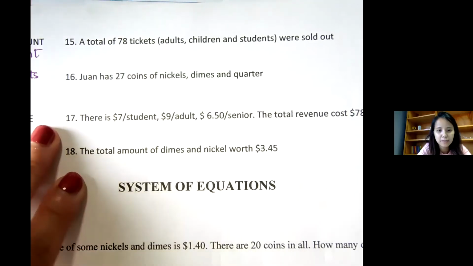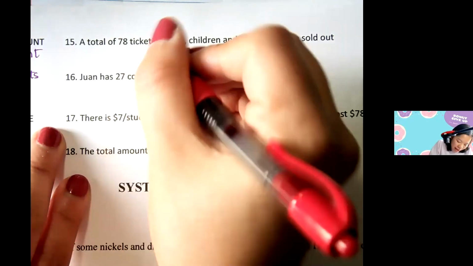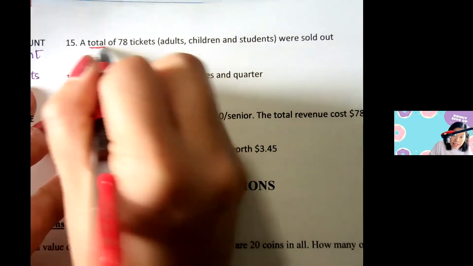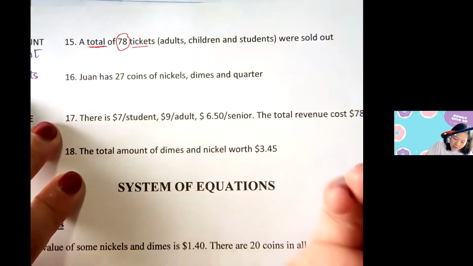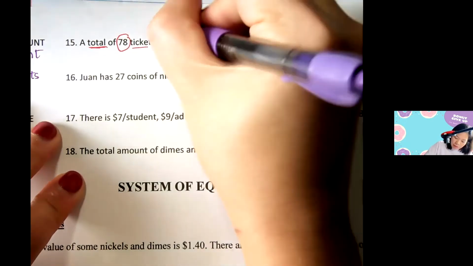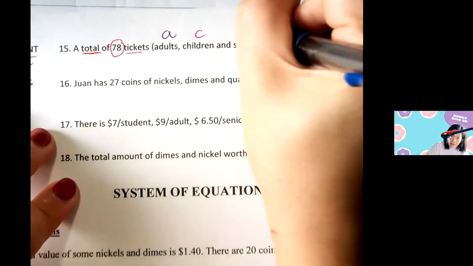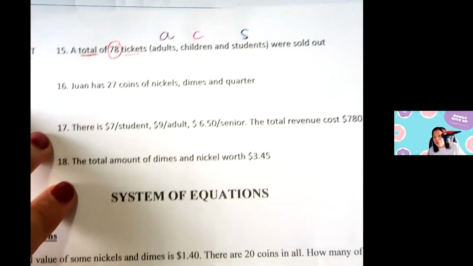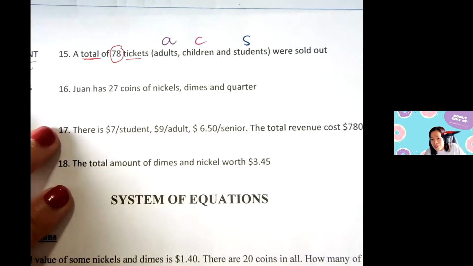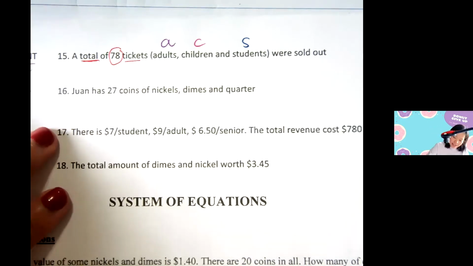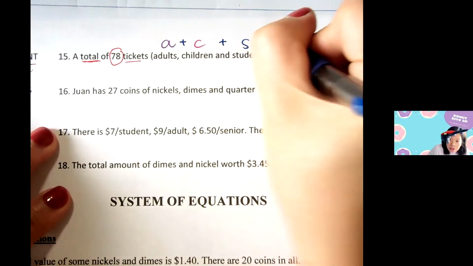We have the ticket, and they have the ticket for adult, children, and students. All right, so we have, oh, don't forget to say total. The total is 78 tickets, and you are right, they have different kinds. We have adult, children, and students. Yes, beautiful. And now whenever they mention the total, Ms. Tran, what do we do to the amount? We add them. Exactly. Beautiful job. We add them, and then we equal to the total number of tickets.